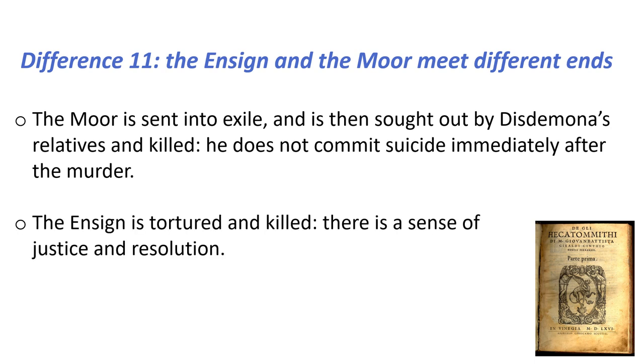Similarly, there's a different ending for the ensign as well. In Cinthio, the ensign is tortured and he's killed, and there's a real sense of justice and resolution there. Whereas in Shakespeare's version, Iago's taken off to be tortured, but we never find out what happens to him after that. And so there's a real lack of resolution. So what I'm saying throughout this whole video is that Shakespeare changes Cinthio's version in order to get rid of the idea of resolution or the kind of neatness at the end of the play. And he's posing questions, but not giving us answers to them.